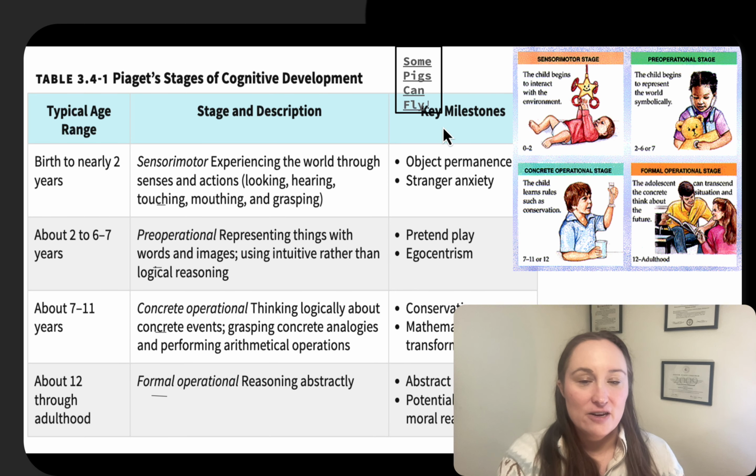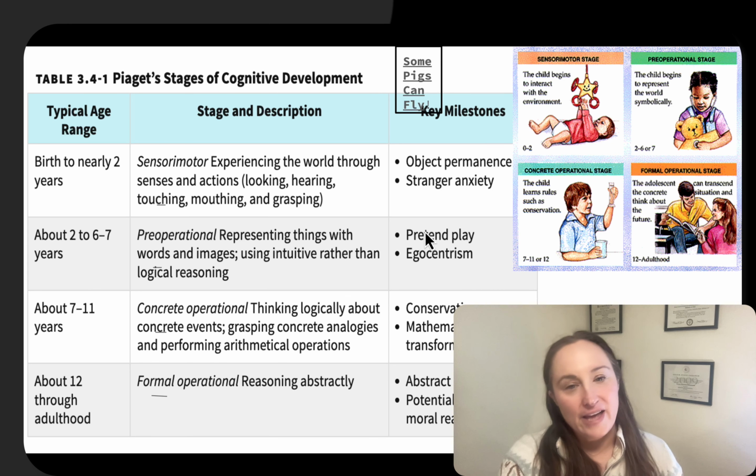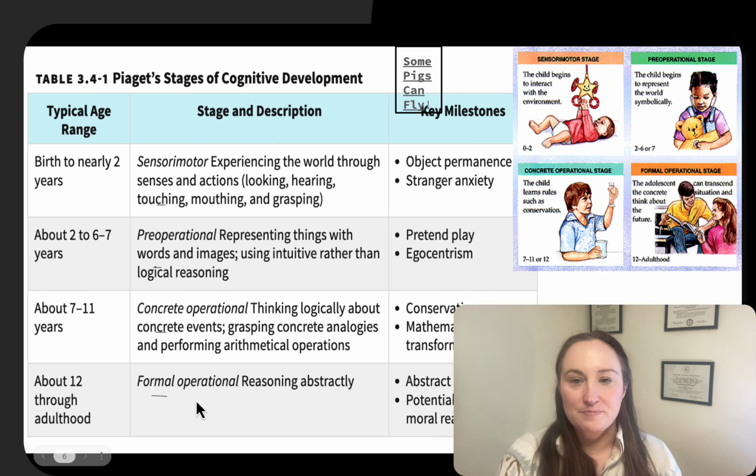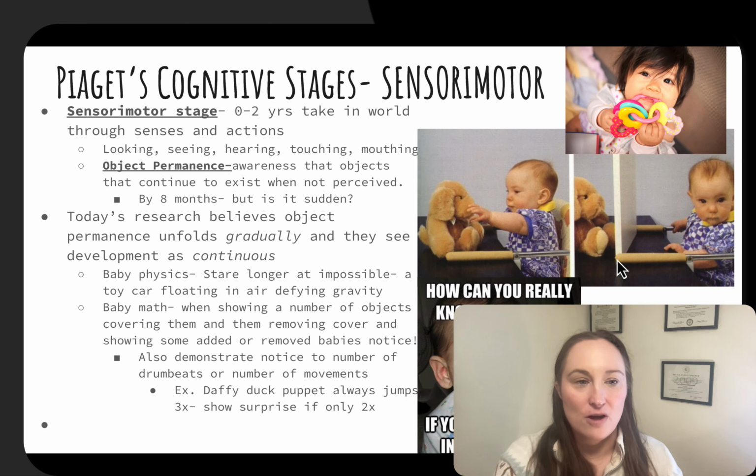They're connected to ages, and they each have 1 or more milestones that are important to note. And here is our mnemonic: Some Pigs Can Fly. S for sensorimotor, P for preoperational, C for concrete, F for formal. If you want, you don't have to write this chart down, but you can. I'm going to go through all of them.